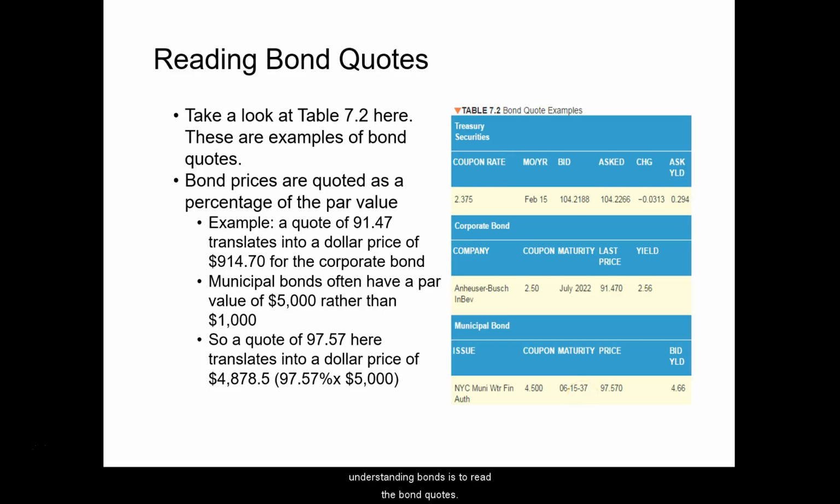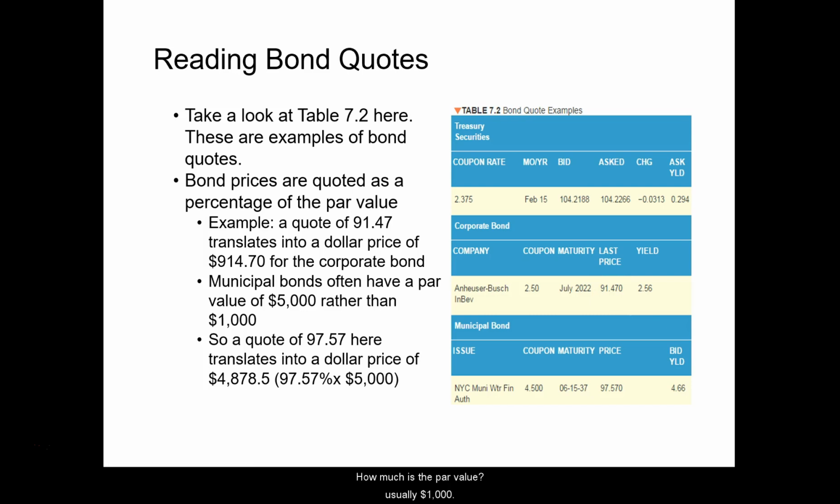Another thing about understanding bonds is to read the bond quotes. When we look at those quotes from the market, one important thing to be aware of is that all these quotes are not about dollar amount. They are actually about a percentage. So for example, if you look at this corporate bond, this is the company that makes beer, right? And its last price is 91.47. This does not mean the company's bond was traded at $91.47. Instead, it's 91.47% of the par value.